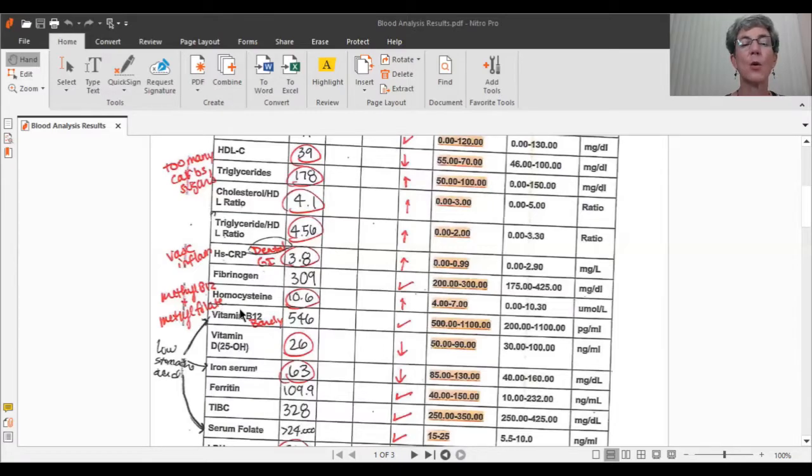If it doesn't come down to normal, the next time we do testing, we'll do some further testing to see whether you have a particular issue with methylating folate or methylating B12.